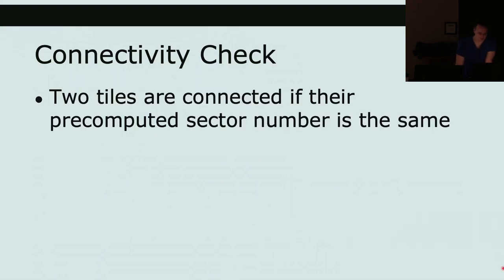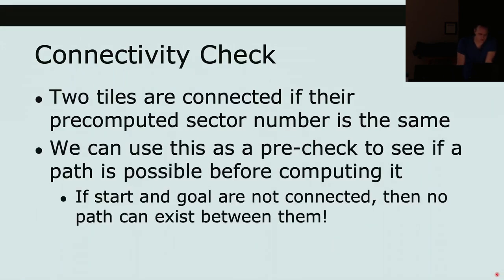Connectivity checking. So two tiles are connected if their pre-computed sector number is the same. Look at that. That's pretty cool. We can use this as a pre-check to see if a path is possible before actually trying to compute it. And if the start and goal are not connected, then no path can exist between them.